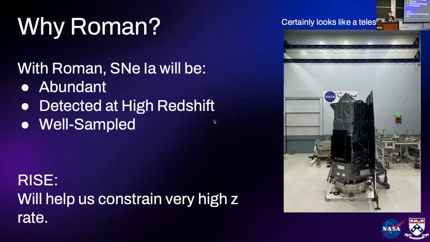Two, we're expecting to detect them at very, very high redshift, potentially all the way out to a redshift of 3, which is absolutely unheard of, essentially, which is going to be really important for constraining the high redshift volumetric supernova rate, which is really important for determining the delay time distribution. And finally, during the high latitude time domain survey, they're going to be very well sampled with a cadence of 5 days, which makes photometric light curve fitting all the easier.